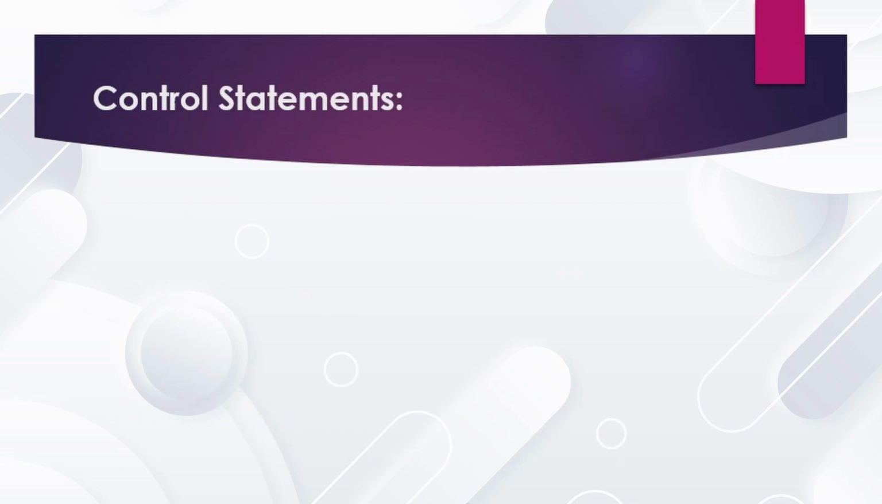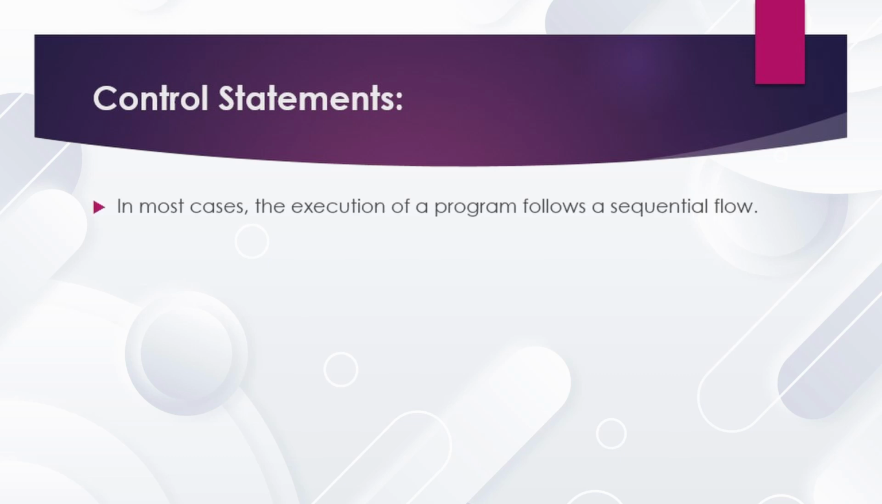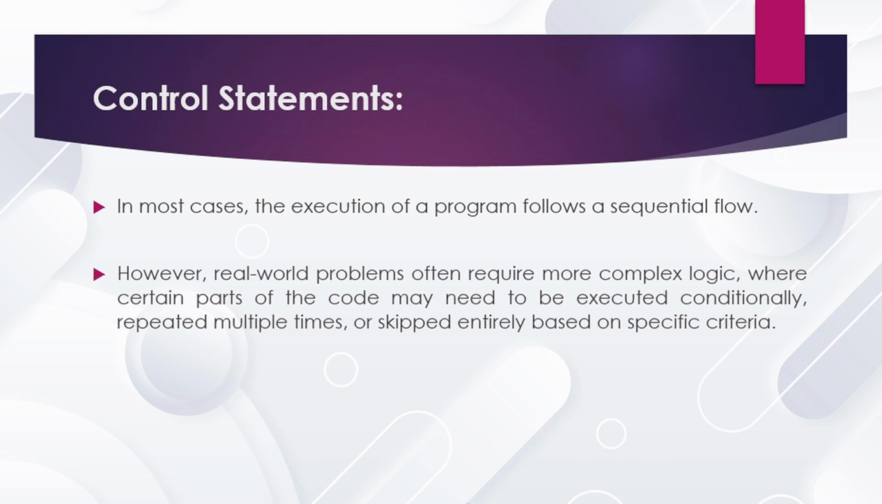Let us now look at the next section of the video, which is on control statements. In most cases, the execution of a program follows a sequential flow, meaning that the statements are executed one after another in the exact order in which they appear in the code. However, real-world problems often require more complex logic, where certain parts of the code may need to be executed conditionally, repeated multiple times, or skipped entirely based on some specific criteria.